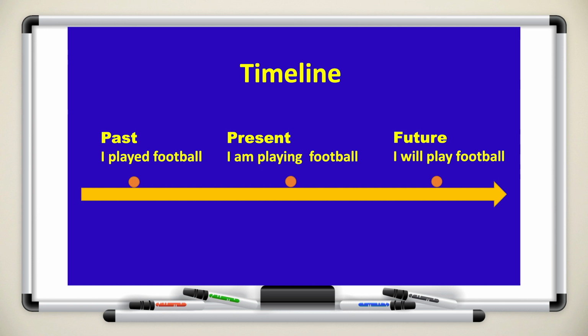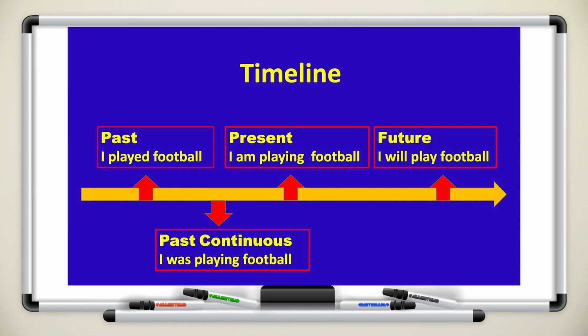Let's read the sentences together. I played football. This sentence is in the past. I am playing football. This sentence is at the present time. In the future, the sentence will be I will play football. These are the main 3 tenses in English.